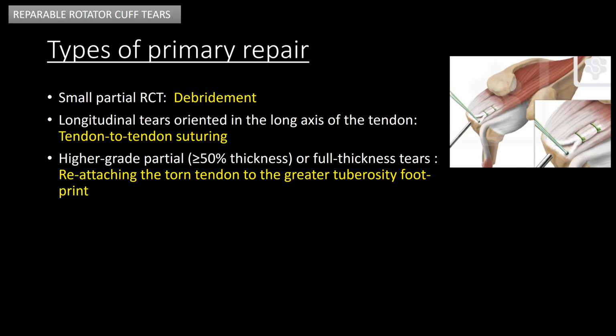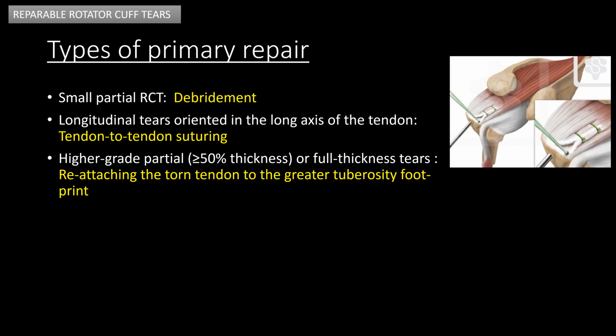There are different types of primary repair. The morphology, thickness, and orientation of the tear can determine the type of repair. For example, the small partial thickness tears are typically treated with debridement. The longitudinal tears oriented in the long axis of the tendon are treated with tendon-to-tendon suturing, such as in this example.